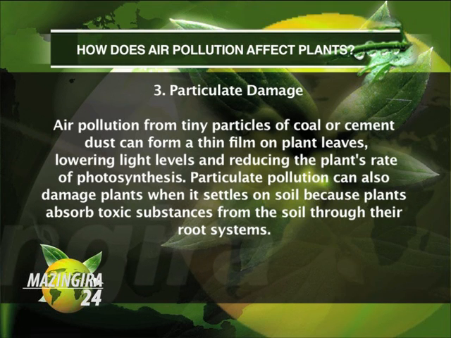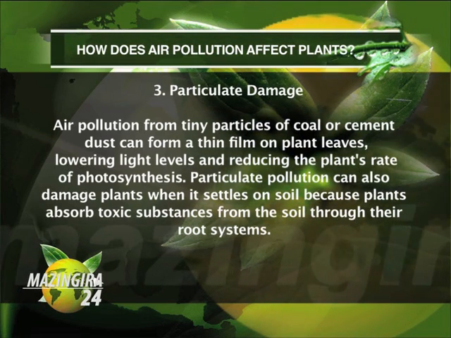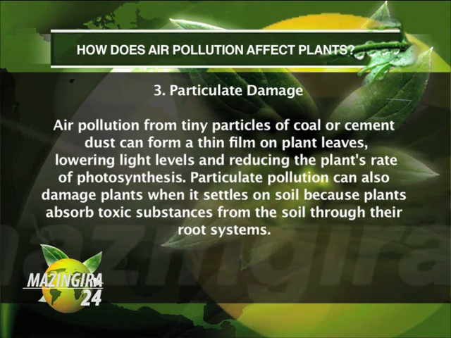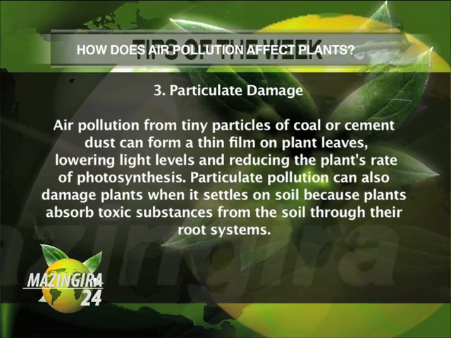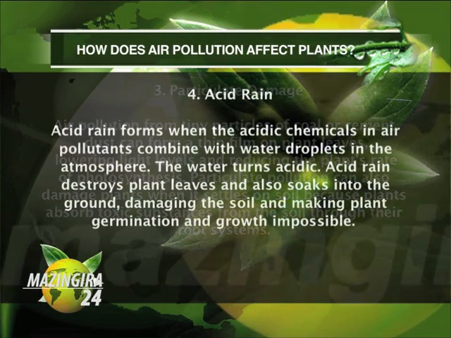Particulate damage. Air pollution from tiny particles of coal or cement dust can form a thin film on plant leaves, lowering light levels and reducing the plant's rates of photosynthesis. Particulate pollution can also damage plants when it settles on soil, because plants absorb toxic substances from the soil through their root systems.